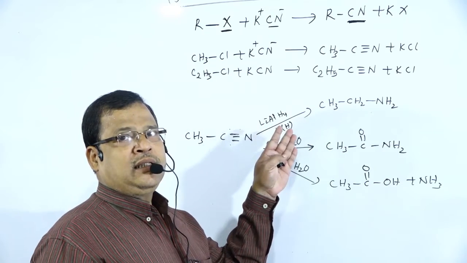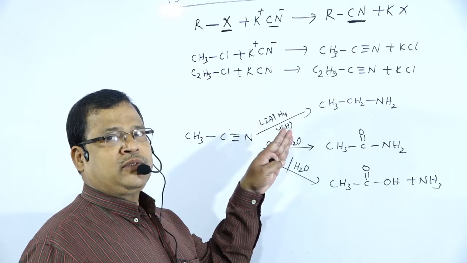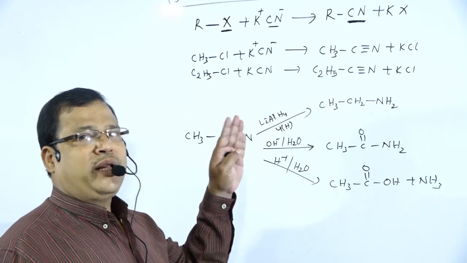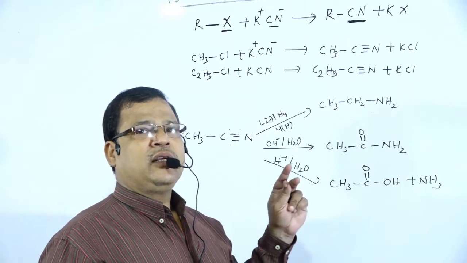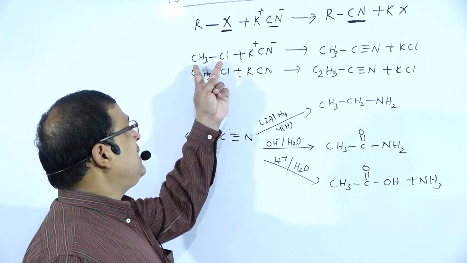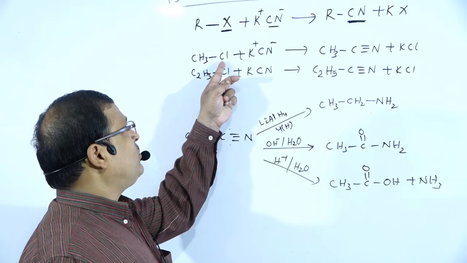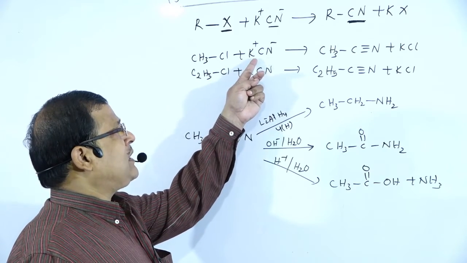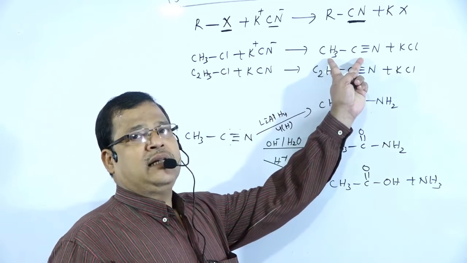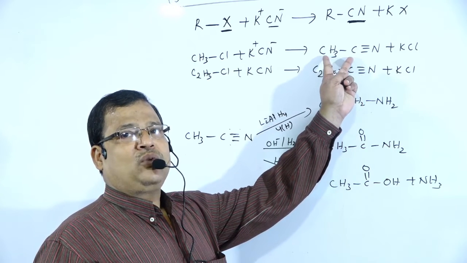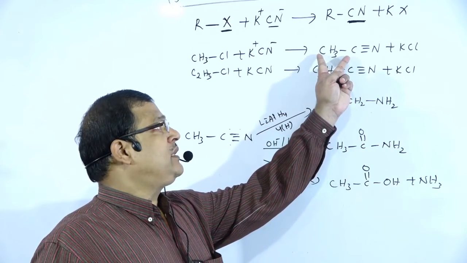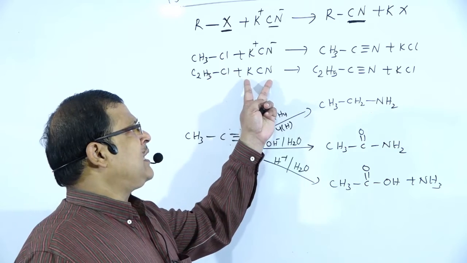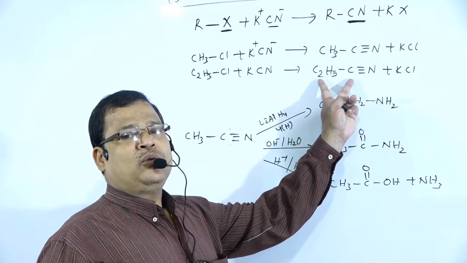So alkyl halide reacts with potassium cyanide to form alkyl cyanide. That step is used to increase the number of carbon atoms during organic conversions. In this case, mark it, methyl chloride contains one carbon atom. Treated with potassium cyanide, it gives methyl cyanide, which contains two carbon atoms. Ethyl chloride treated with potassium cyanide gives ethyl cyanide, which contains three carbon atoms.